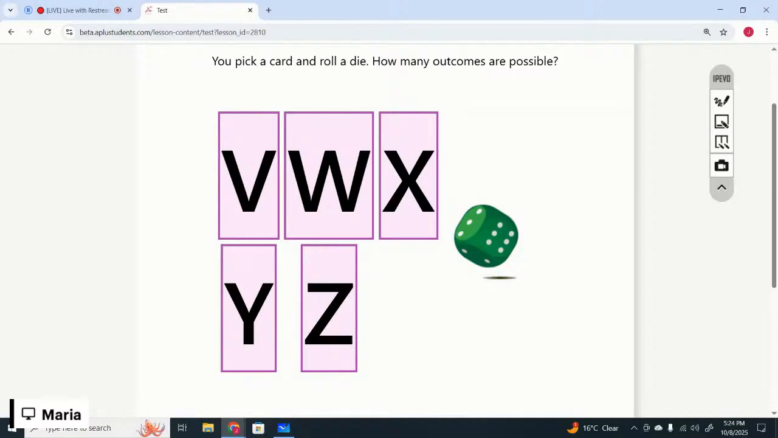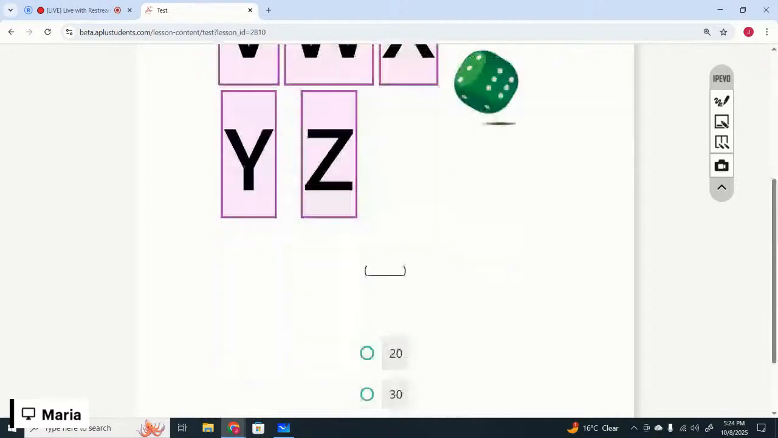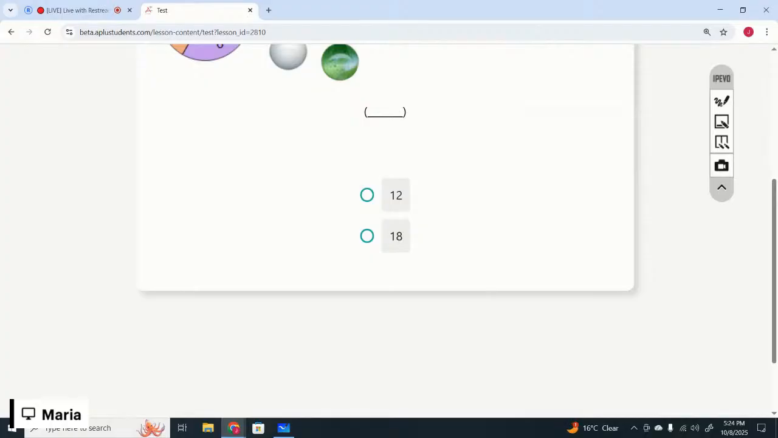You pick a card and roll a die. How many outcomes are possible? So we have 5 outcomes for the cards and 6 for the die. So 6 times 5 is, that is 30. Option number 2 is the correct option.